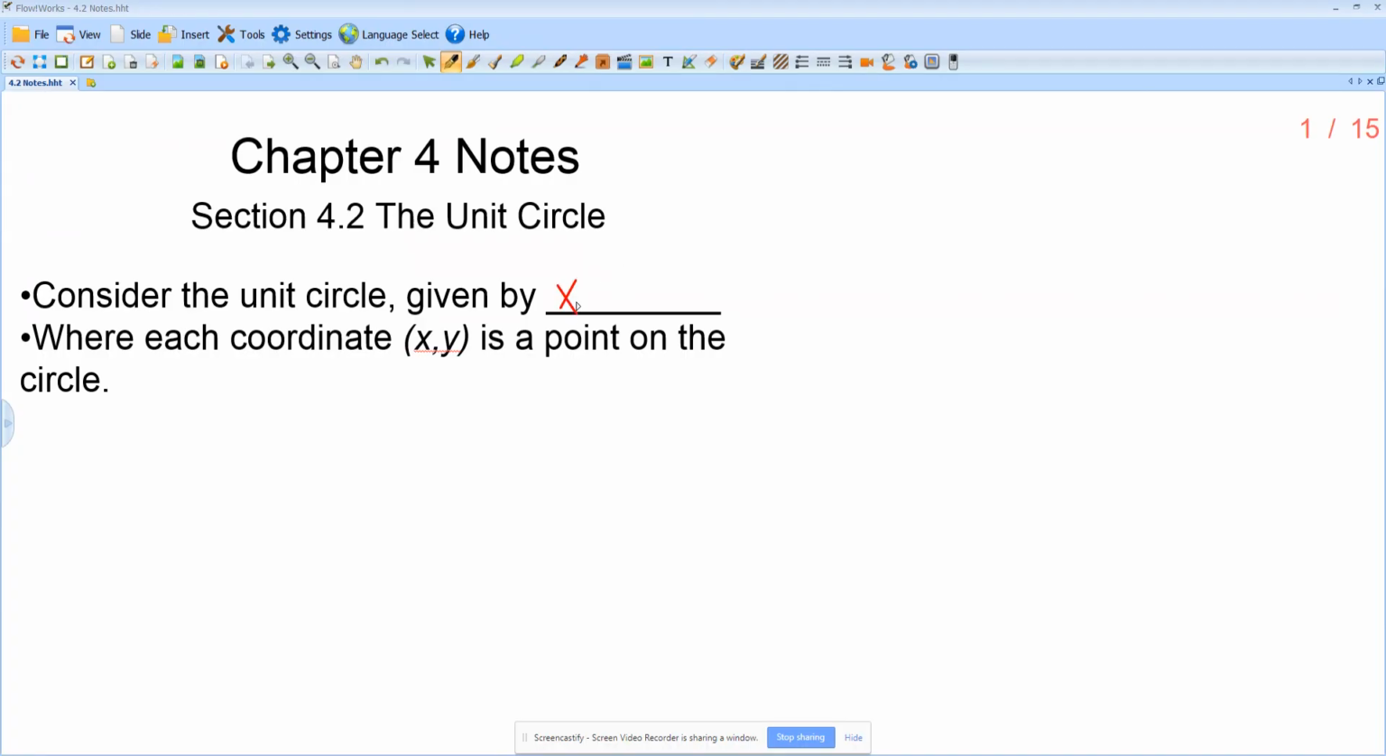So when we're talking about a unit circle, we're going to consider the circle given by the equation x squared plus y squared is equal to 1. And what this is really saying is that the radius is 1 and the center is at the origin, if you remember your equation of a circle. So it's a unit circle because it has a radius of 1 unit, where each coordinate, x comma y, is a point that's on that circle.